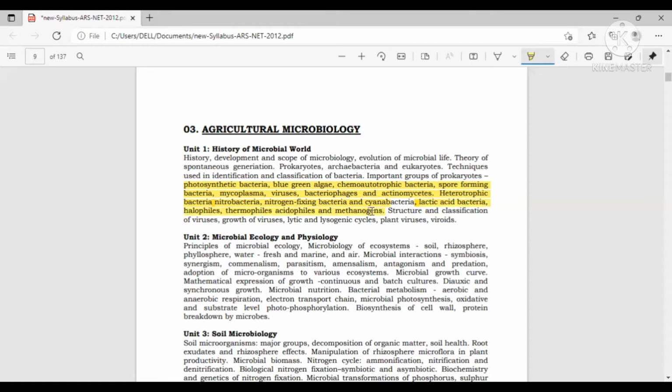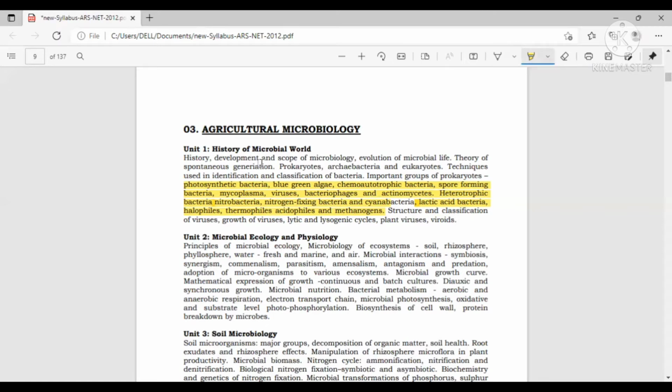And one important group, like nitrogen fixing bacteria, is methanogens. You can expect at least one question from the methanogens group, so you should focus more on it. Similar to that, the thermophilic group also.